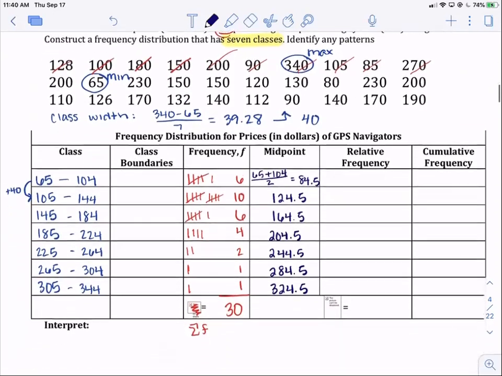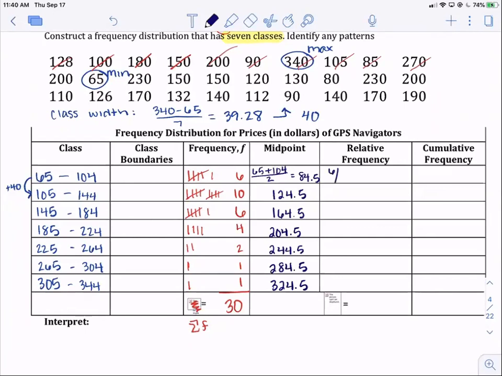So we're going to take 6 divided by what was our sample size? 30, which gives us 0.2. Okay. If you keep doing it, you would have 0.33, 0.2, 0.13, 0.07, 0.03, and 0.03. Okay, if you add all of those up, you should get 1.